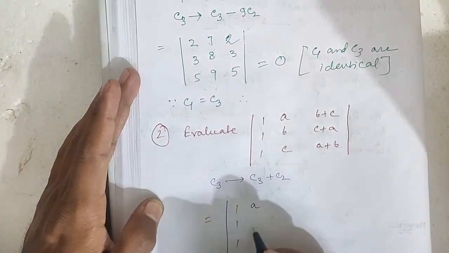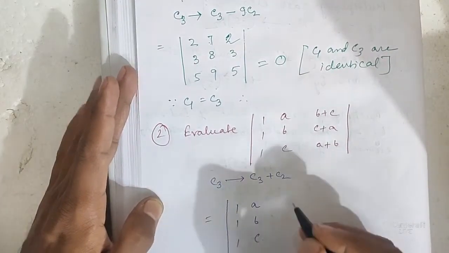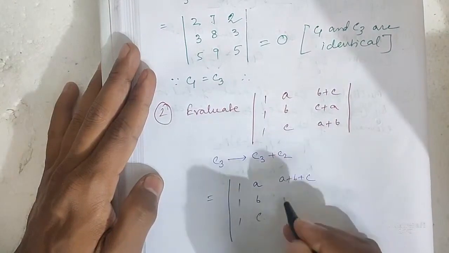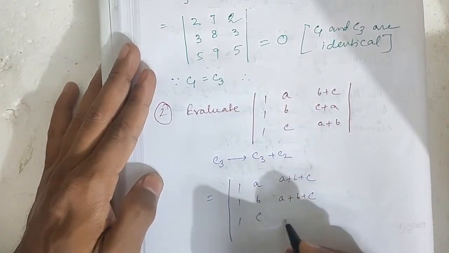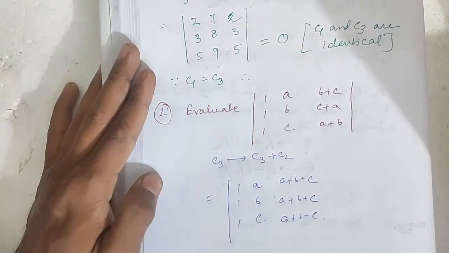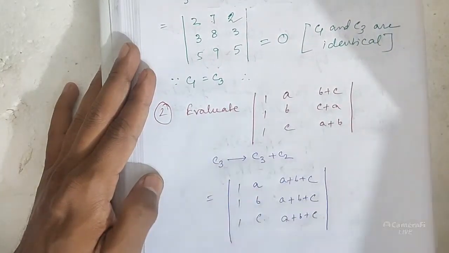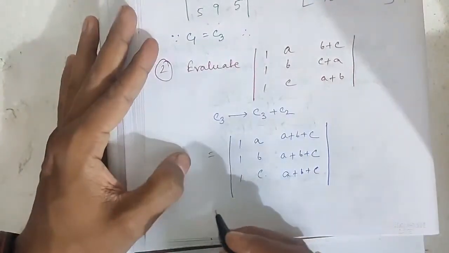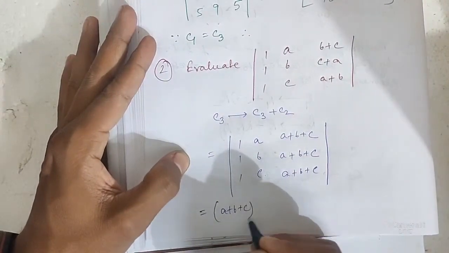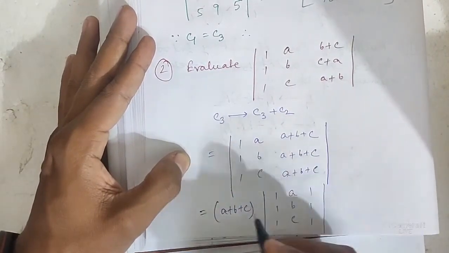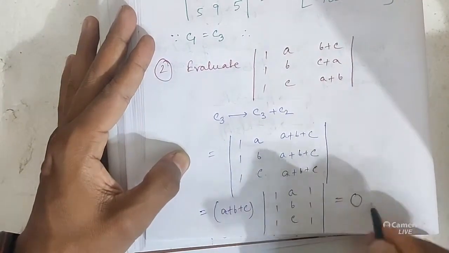C1 same, C2 same. C3 plus C2: if you do this, here A plus B plus C comes, here A plus B plus C, here A plus B plus C. Now A plus B plus C you can take common. If you take A plus B plus C common, what is left? 1 1 1, A B C, 1 1 1. Since these two columns are identical, this is equal to 0.